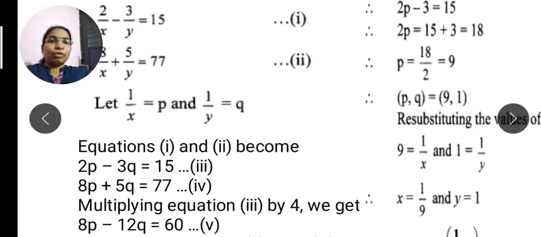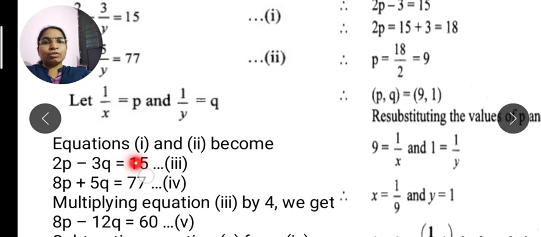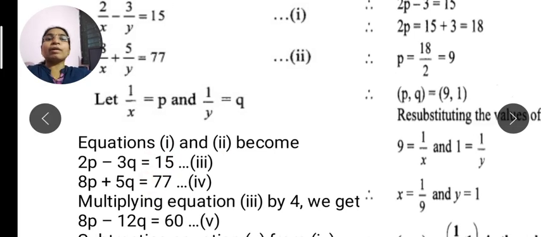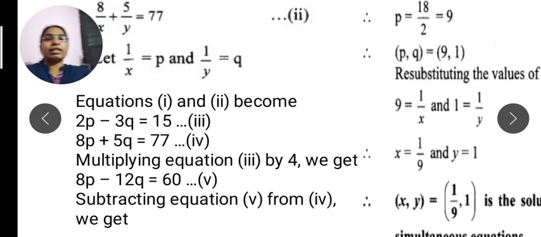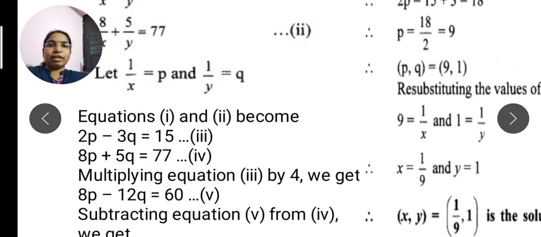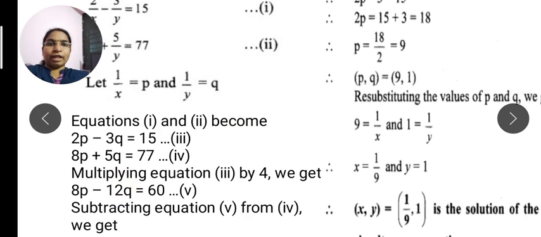Now we have 2p minus 3q is equal to 15 and 8p plus 5q is equal to 77. So don't use the elimination method. Why? There is no variable having coefficient 1, and therefore don't use it. So use the substitution method. For this method, make the same coefficient in any one equation.